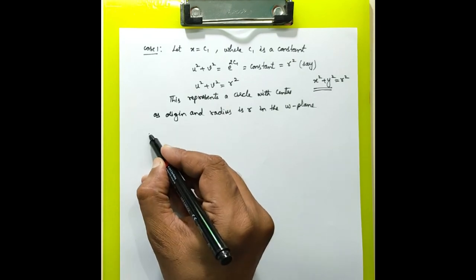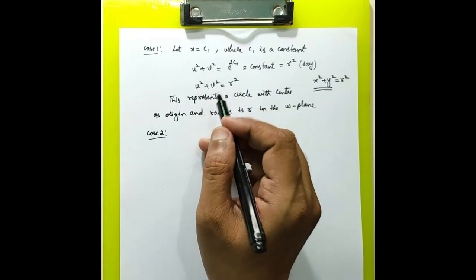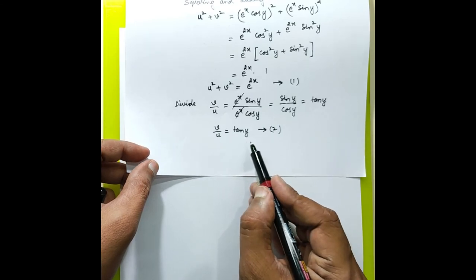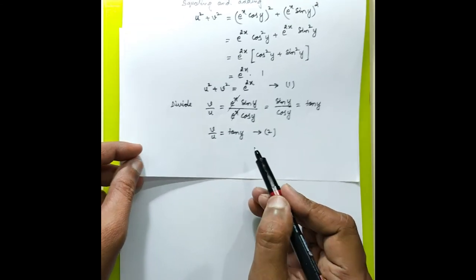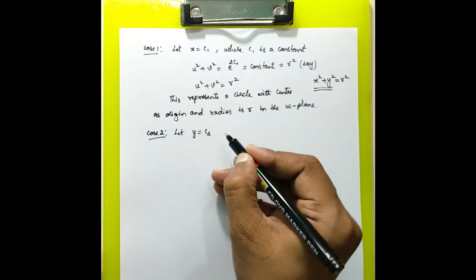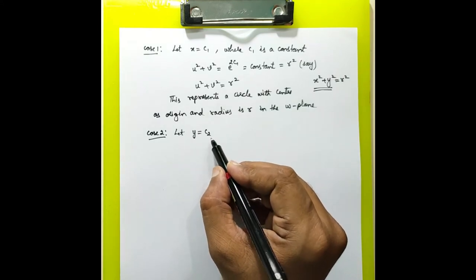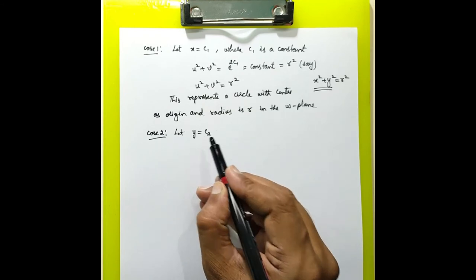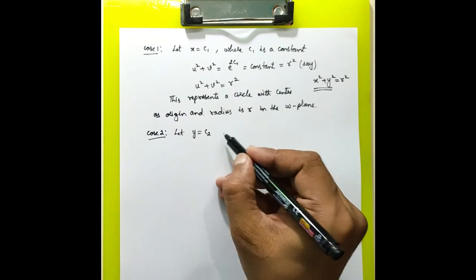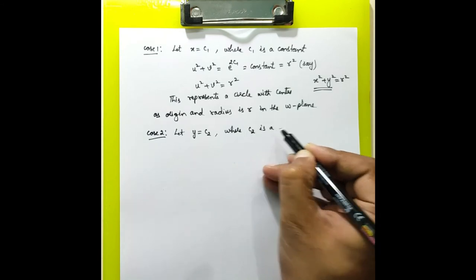Now let us move on to case number 2. For this one, there is one more equation that we have, that is equation number 2: v by u equal to tan y, in terms of y. So now let us take the value for y. y also I will take as a constant, say c2. So y equal to c2 will also represent a straight line in the z plane. Now we have to check what type of figure this maps into in the w plane. For that, let us simplify. Here c2 is a constant.